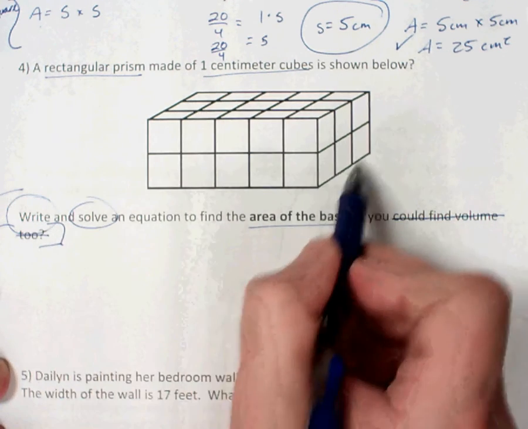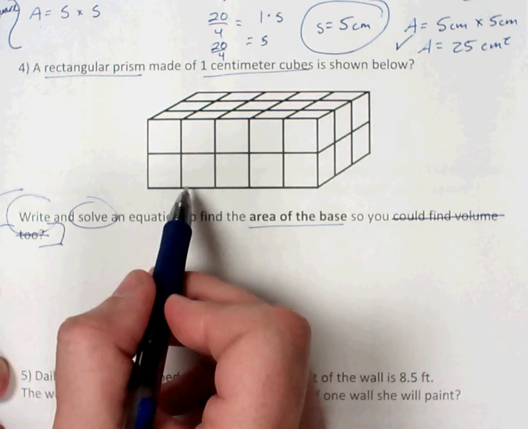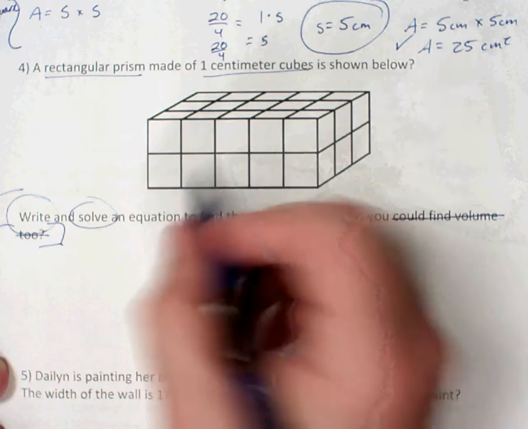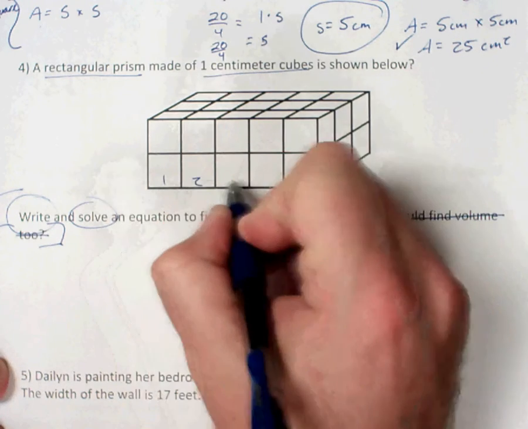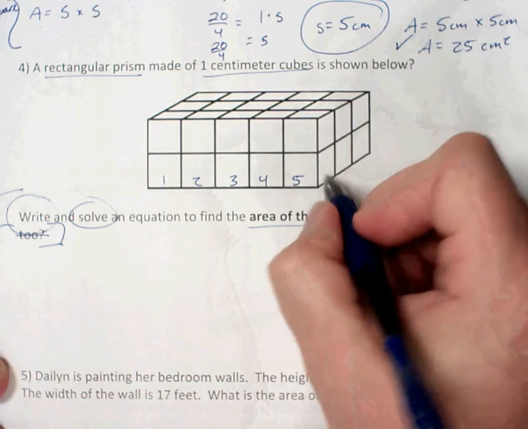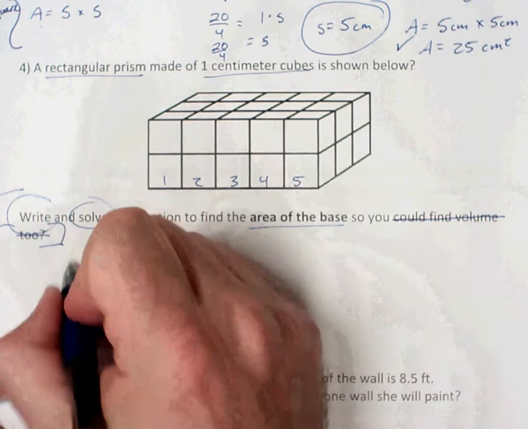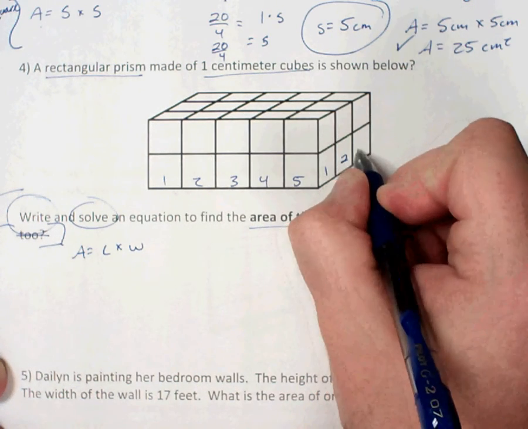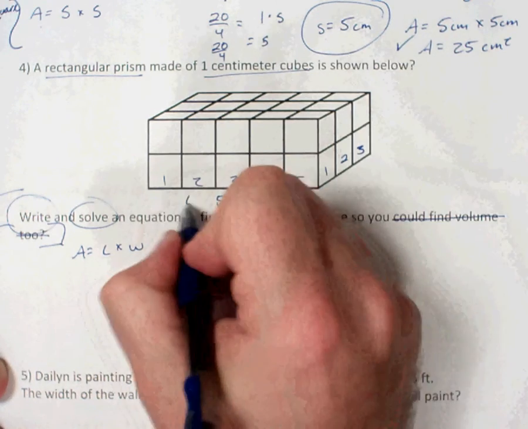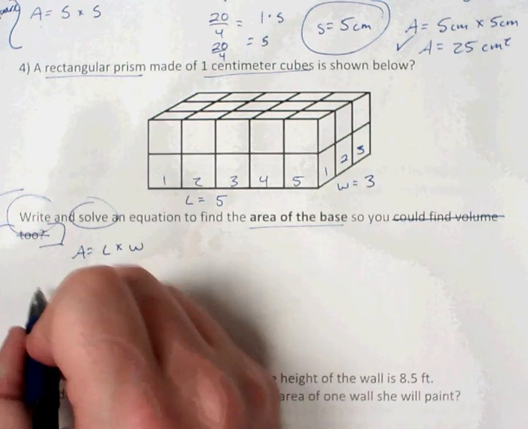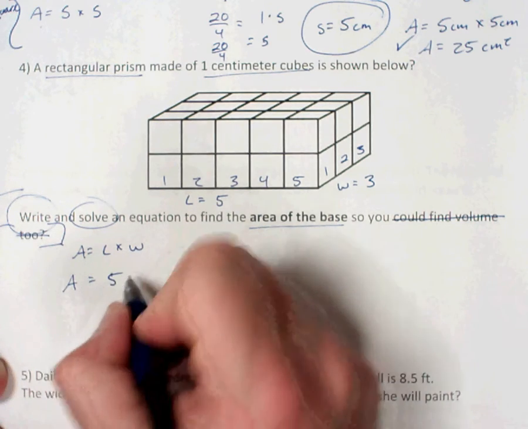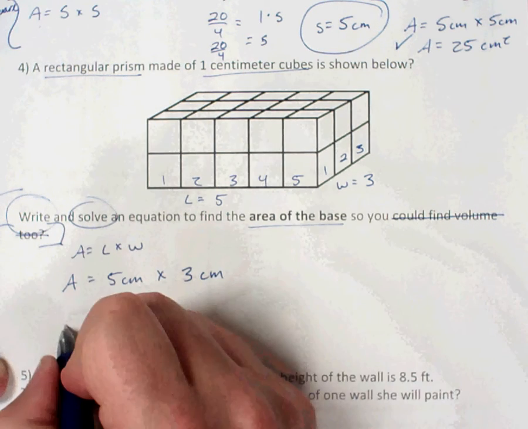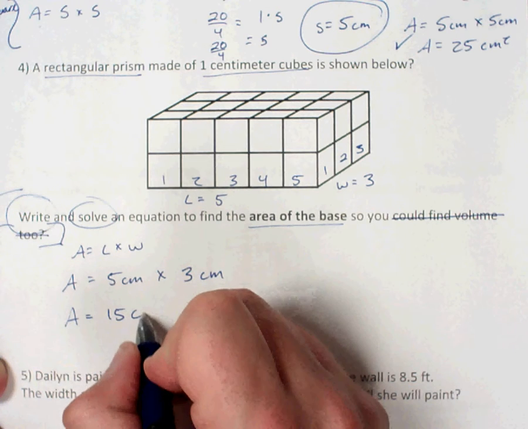Remember, the base is the bottom of the shape, the bottom face of the shape. With a rectangular prism, the top is going to be the exact same, but I'm going to use the bottom because that's what we need to kind of keep in mind. All right, so my length, because area is going to be length times width, my length is going to be 5, and my width is going to be 3. So my equation is going to be area equals 5 centimeters times 3 centimeters. So my area is 15 square centimeters.